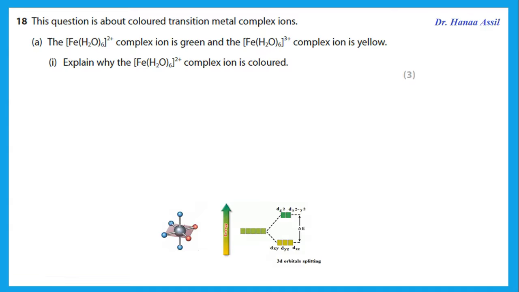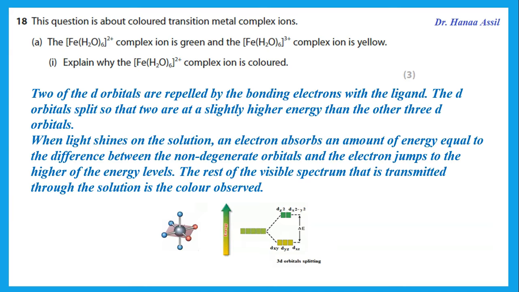Remember that we said the 3d orbitals originally are the same energy, but the introduction of ligands around the transition metal causes the d orbitals to split so that 2 of them have higher energy than the other 3. So the d orbitals are repelled by the bonding electrons with the ligand. The d orbitals split so that 2 are at a slightly higher energy than the other 3 d orbitals.